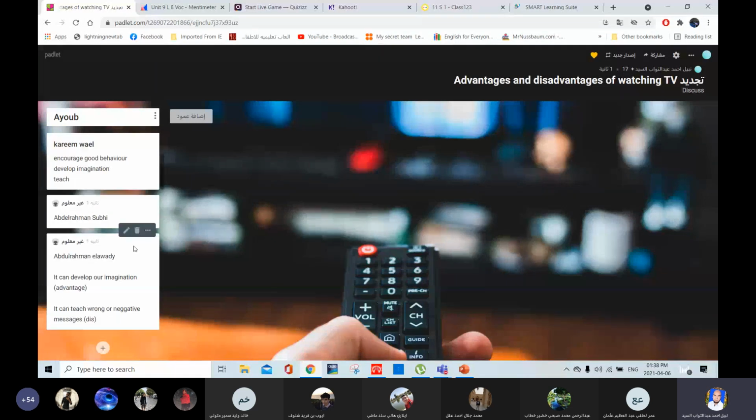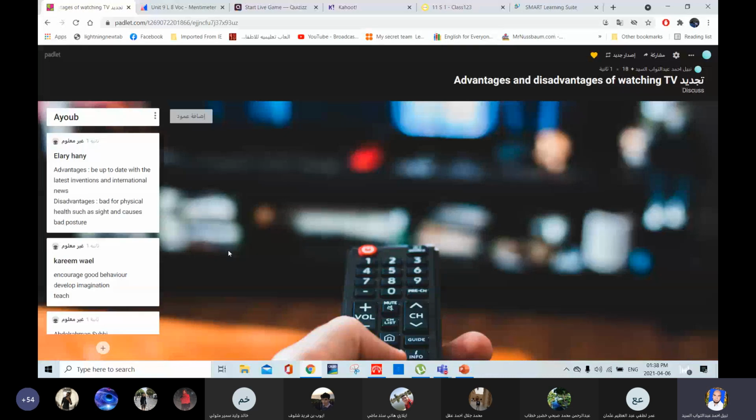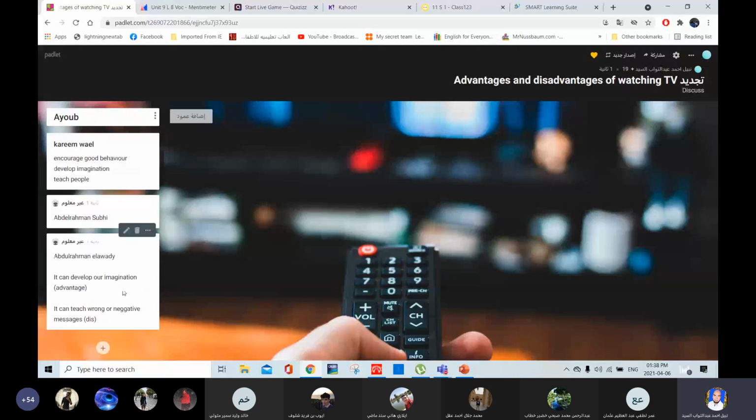Disadvantage: it can teach wrong or negative messages. Excellent. ممتازين يا شباب. أحسنتم. Teach people about what? Good, Karim. Ayub, good Ayub. Ayub has written a paragraph.